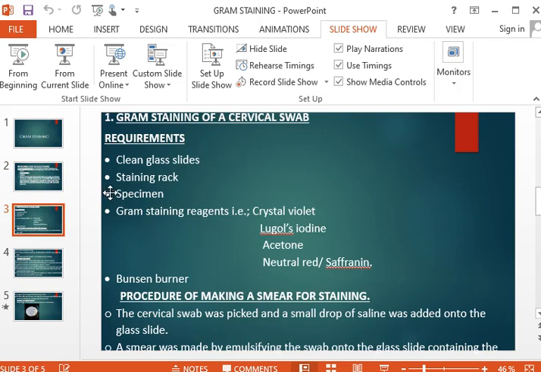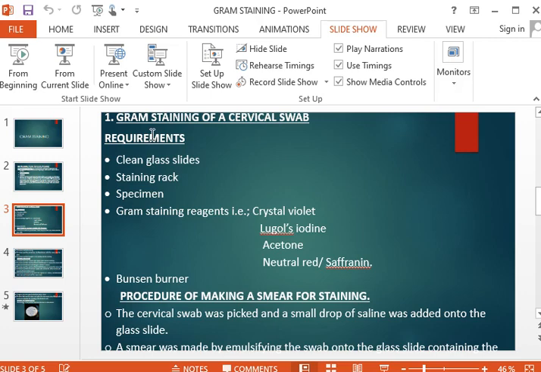So let us look at this gram staining, and under gram staining we have numerous samples. For example, we have a cervical swab, we can have a pus swab, we can have a colony collected from cultures.